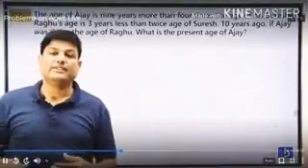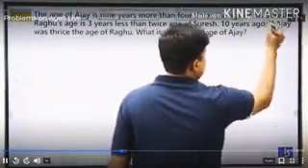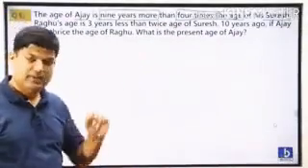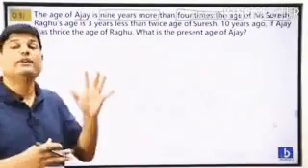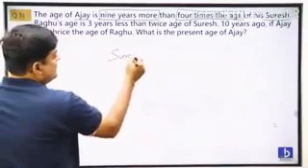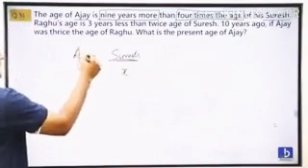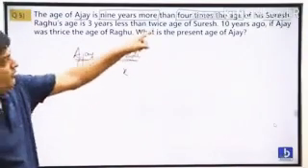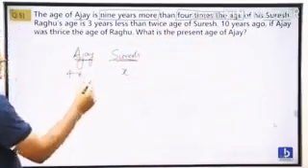More than 4 times the age of Suresh. In the first line, I can tell you one thing: Ajay is depending on Suresh. Ajay is 9 years more than 4 times the age of Suresh. So let Suresh be X. Then what is Ajay? 4 times the age of Suresh.